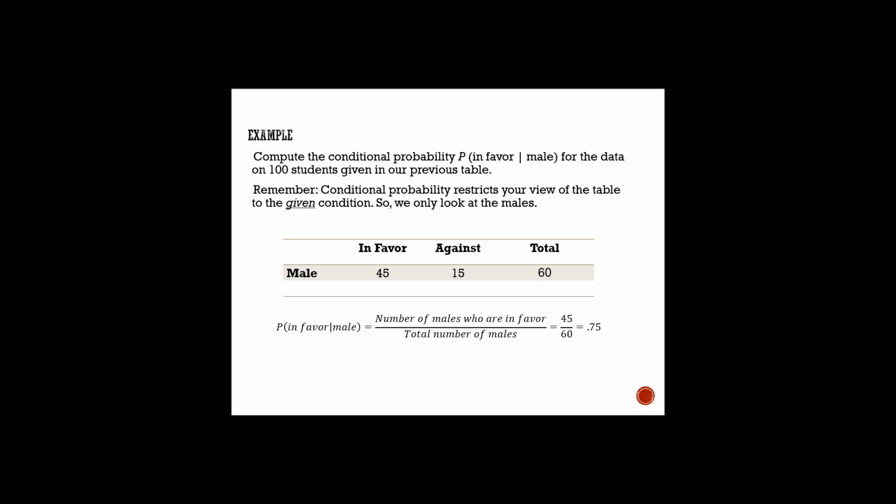You can circle it if you want to. Circle the given condition, and this time it was just that one row of male. So I'm putting the number that are in favor. Well, the only number I have in favor to look at this time is the males in favor, and that would be what I'm looking for, which is 45 over the total number. This time it is the total number of males, not the total number of people surveyed in my table.